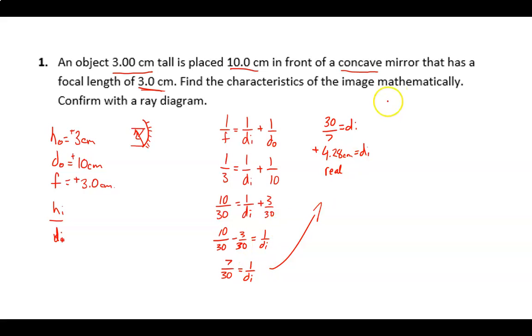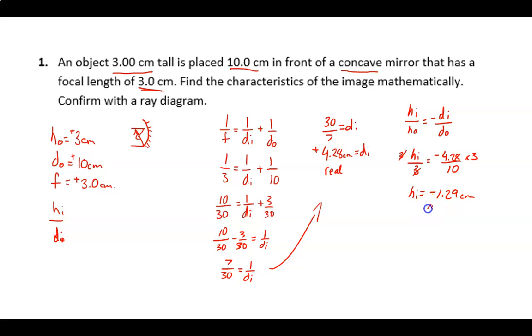Next thing we're going to need to do is find the hi. Now, hi over ho is equal to negative di over do. We're looking for hi. Height of that object is 3 centimeters. That image is 4.28 centimeters, but we got to make sure we're remembering this negative sign. And distance is 10. So hi, multiplying both sides by 3, we find that hi is equal to negative 1.29 centimeters.